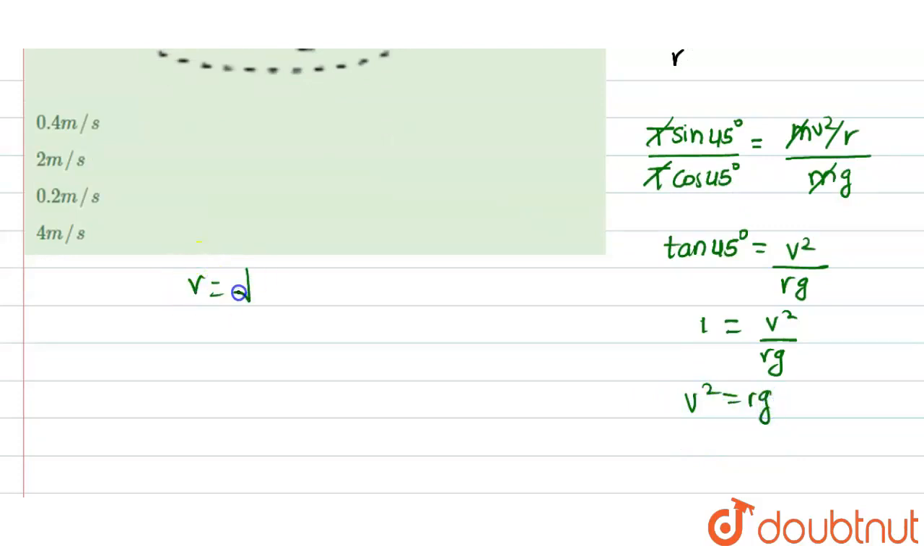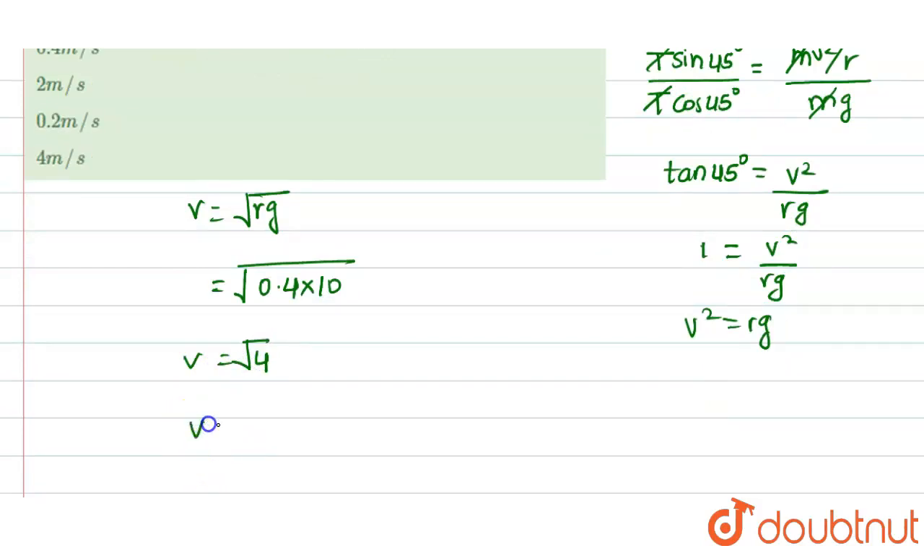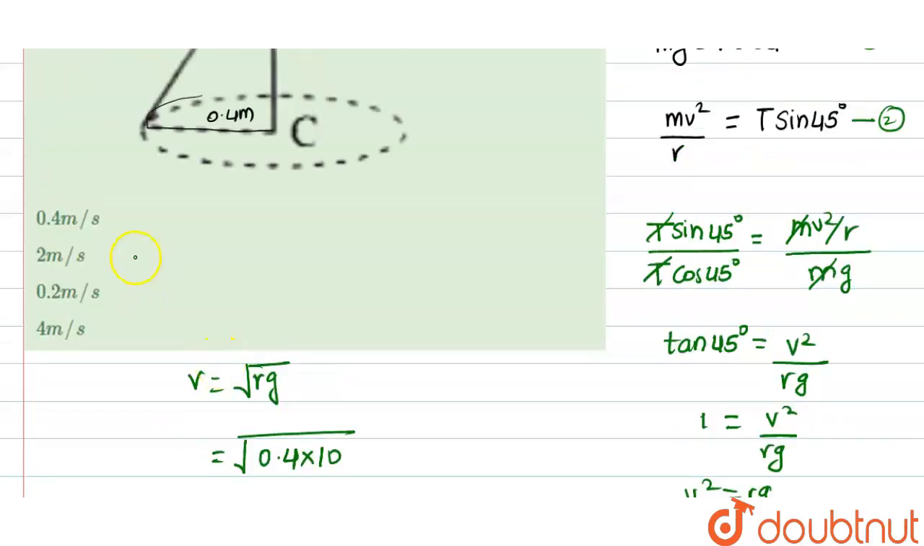Now v will be equal to the square root of r times g. The radius of this horizontal circle is 0.4 meter and the acceleration due to gravity is 10. So v will be equal to the square root of 4, which means the speed of that pendulum in circular motion will be equal to 2 meters per second. So the correct option here is option B.